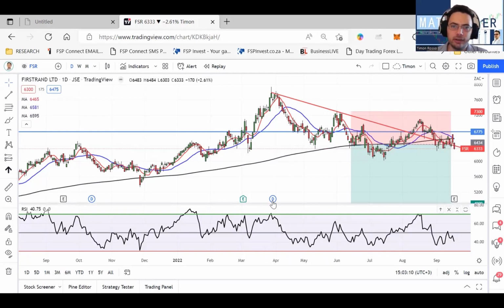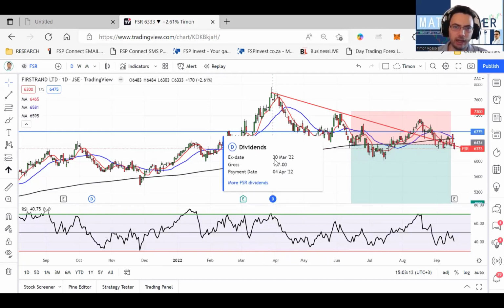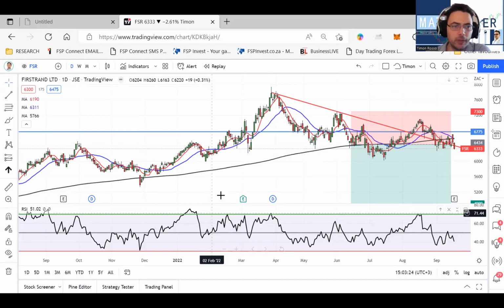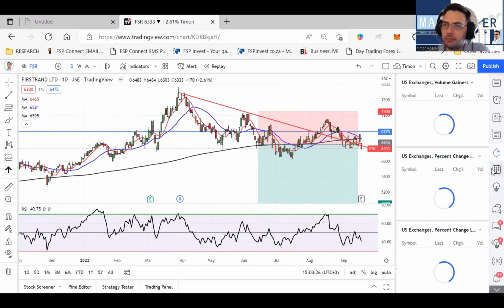Then you can also see the dividends. So the dividends, the X date, the last date that you could buy before you are entitled to the dividend, the gross dividend, the payment due, when you would receive it, more FSR dividends. So yeah, this is amazing.